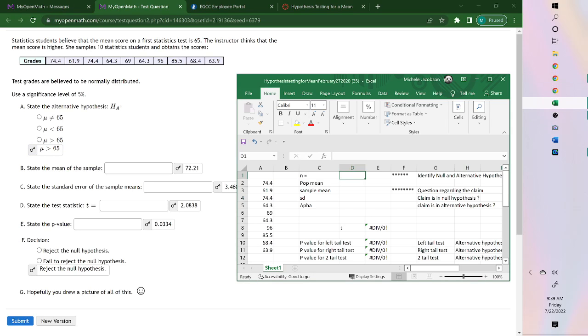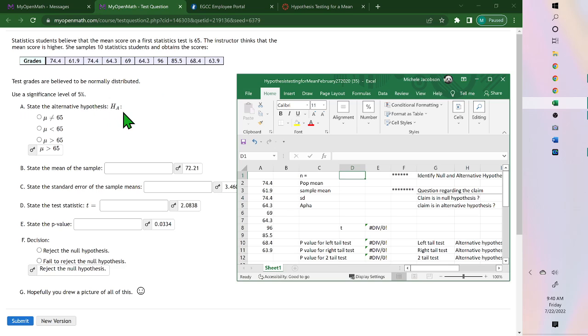Hello. For this problem, it says statistics students believe that the mean score on the first statistics test is 65. The instructor thinks that the mean score is higher. She samples 10 students and obtains their scores. Test grades are believed to be normally distributed. Use a significance of 5%.